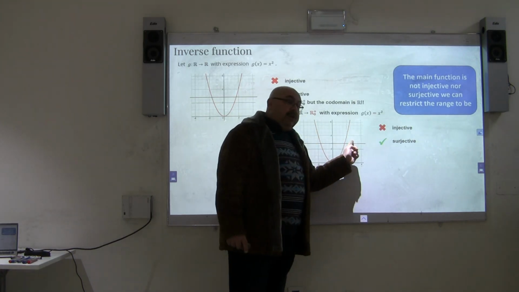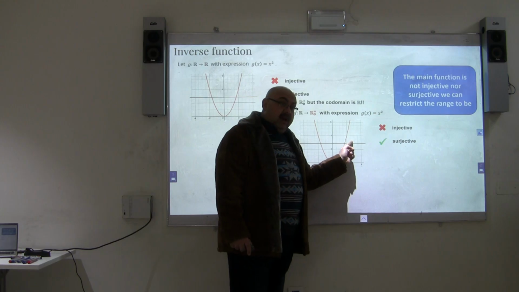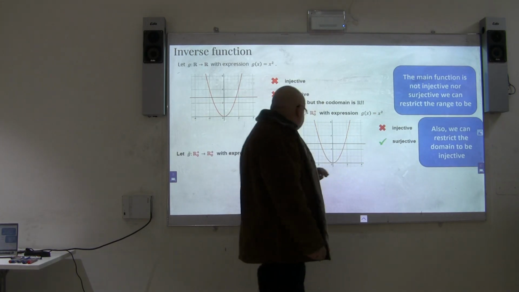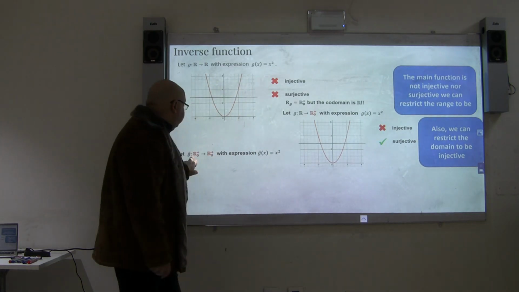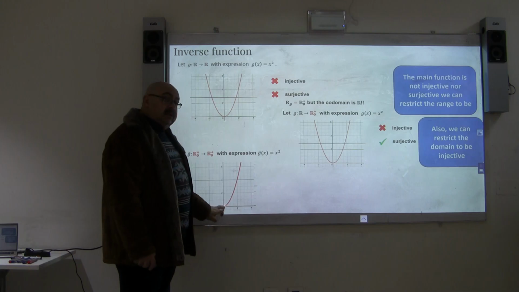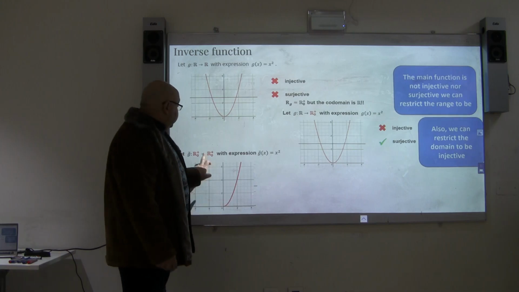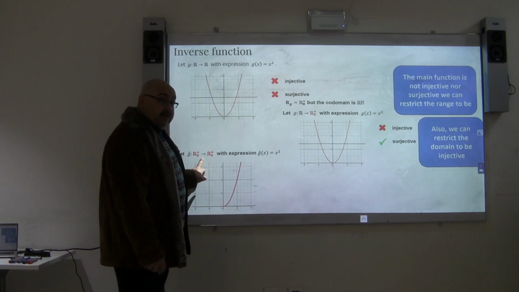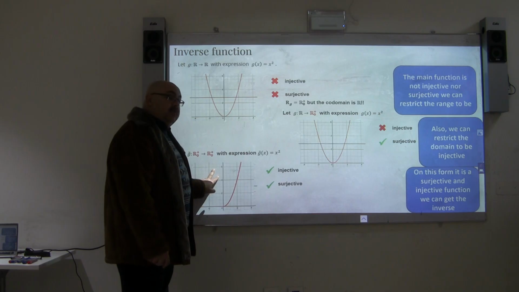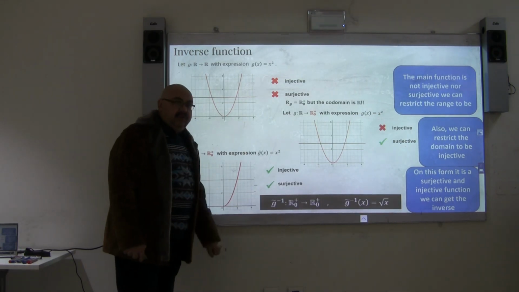But yes, you are right. It is not injective because of the horizontal line. I can restrict the domain. If I restrict the domain, then the function will be running from R positive into R positive, and in this case, this shape of function, with this restriction, will be injective. And if I want to get the inverse of this function, I can. So let's try to get the inverse of this function.